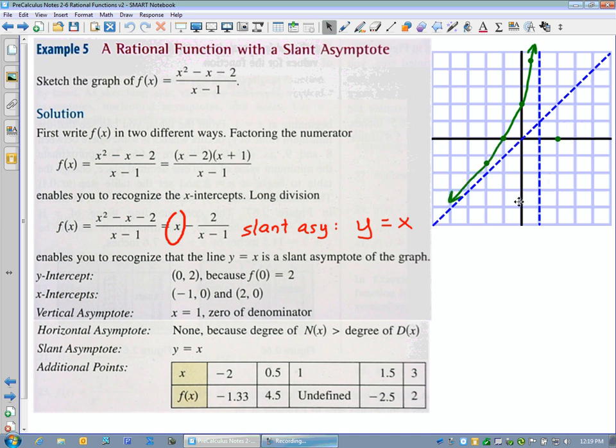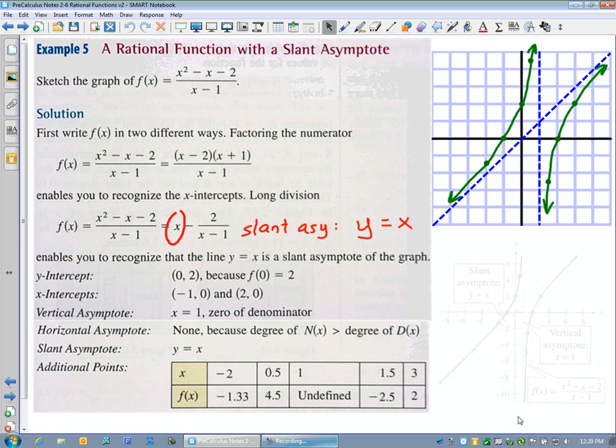And to the right, we can look at a point between here. If x is 1.5, when we substitute it in, we get negative 2.5 for that value. And if x is 3, then we would get a value of 2. So again, that gives us a nice curve through those 3 points. We're going to have going off to the right, it's going to approach the asymptote that way. And going off to the left, it's going to approach that vertical asymptote downward.